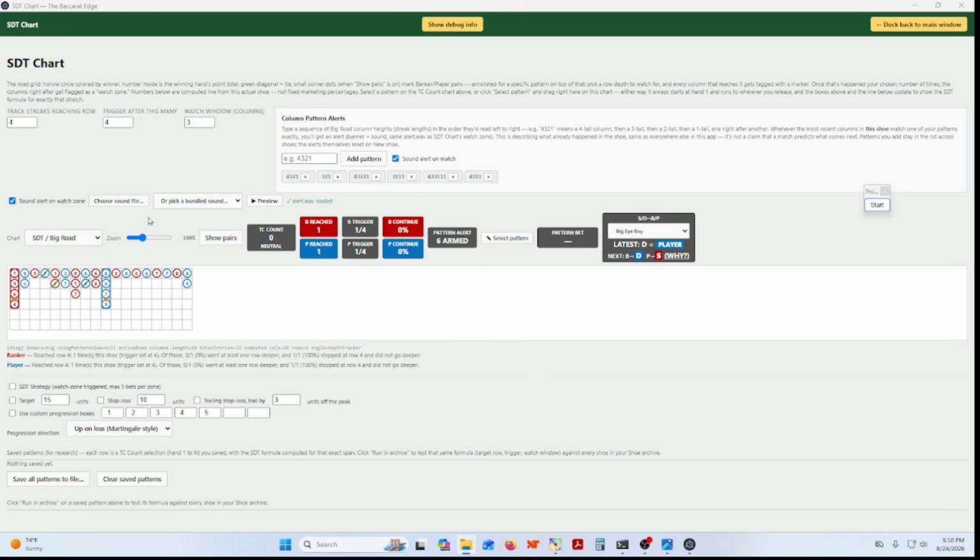Let's talk about this SDT. I programmed in an alert where you can choose a sound in case your pattern pops up. So if I decide to set an alert, let's set an alert.